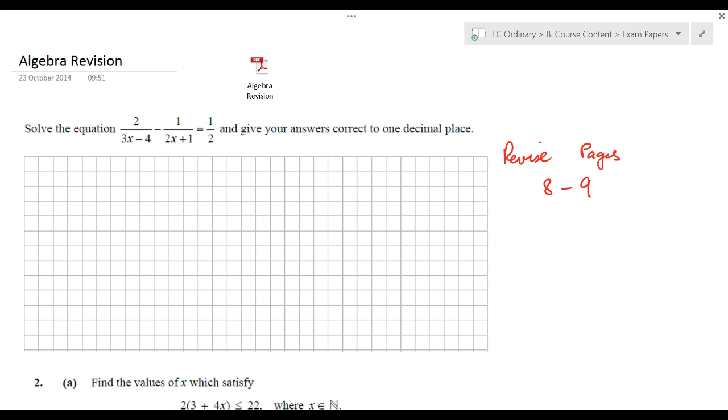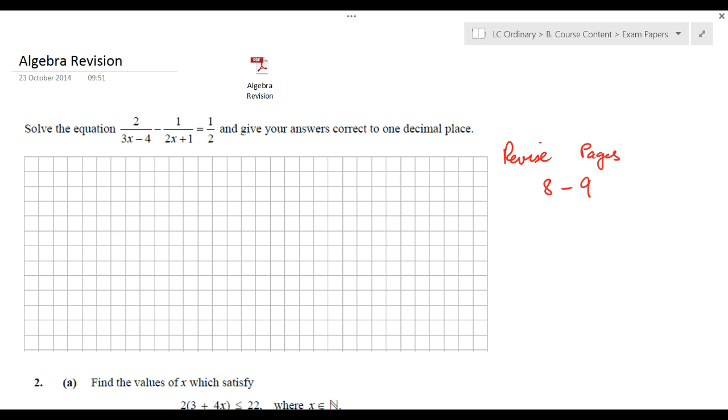Question 1 says, solve the equation 2 over 3x minus 4 minus 1 over 2x plus 1 equals 1/2 and give your answers correct to one decimal place. Here we have an algebraic equation involving three fractions.